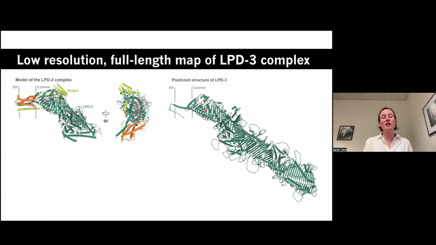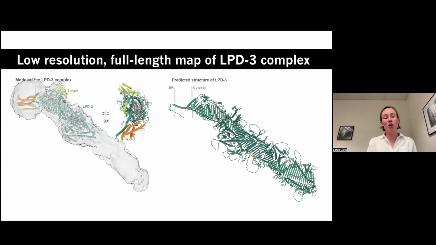So first, the fact that we're only seeing half of LPD-3. That's especially apparent when you compare it to the AlphaFold predicted model of LPD-3, which is shown on the right here. You can see that we have high resolution information to about here, and then we don't see this C-terminal half of the protein. And we actually did get a low resolution map of the entire thing. And the length of our low resolution map matches the length of the AlphaFold predicted structure. And we're not honestly entirely sure why we're not able to observe the C-terminal half of this protein.